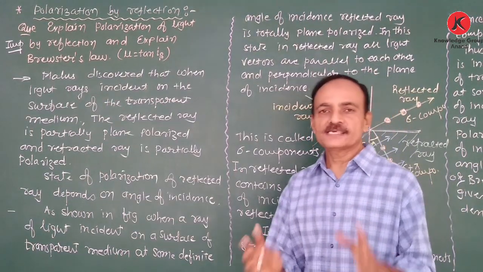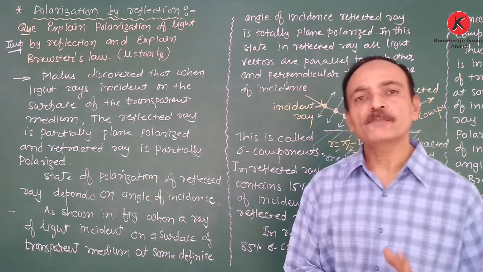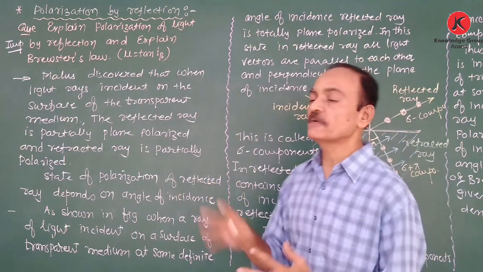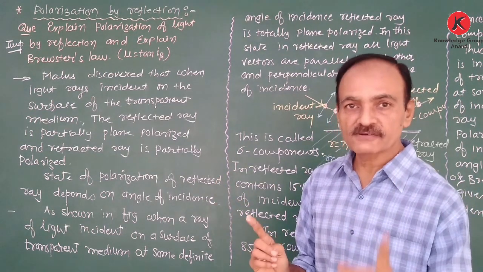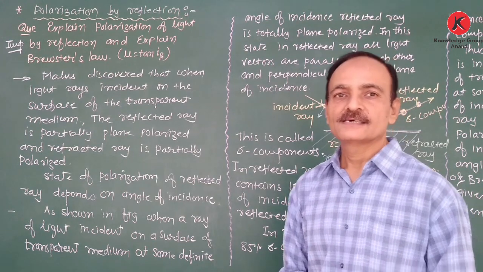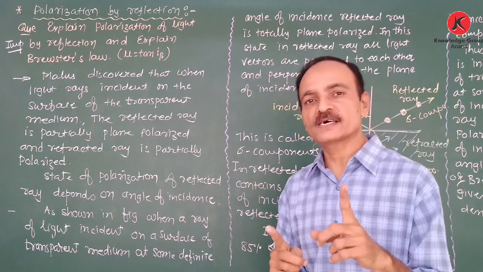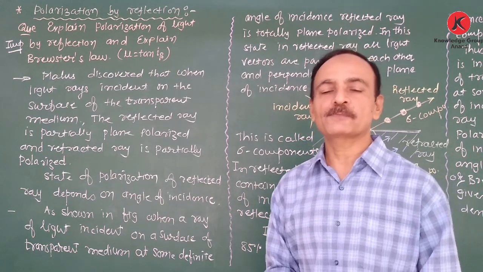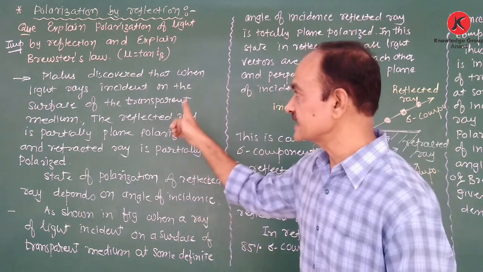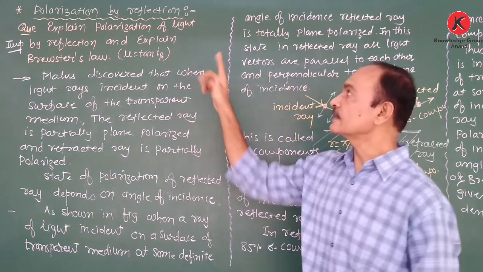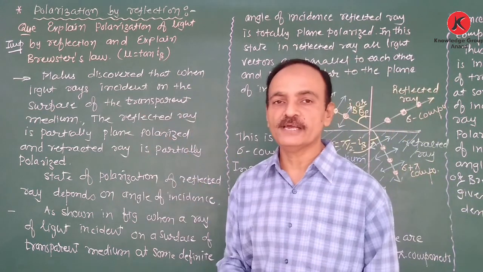Now, after the discussion of polarization by scattering, how do we obtain plane polarized light by the phenomenon of reflection? That is known as polarization by reflection, and it is the important question for this year. For each and every board exam, one question is always asked from this portion of polarization, either polarization by scattering or polarization by reflection. Explain the polarization of light by reflection and explain Brewster's law, or discuss Brewster's law and obtain the equation.